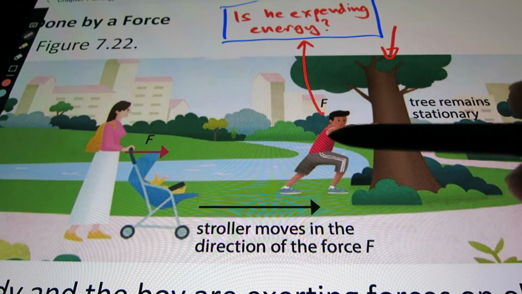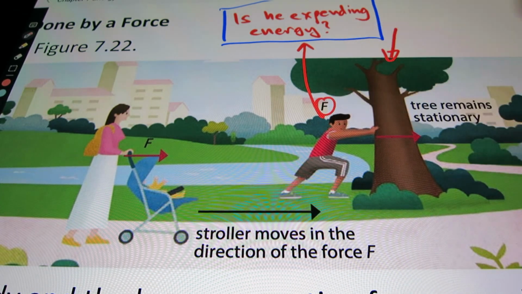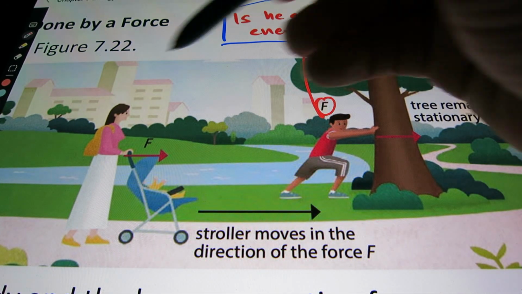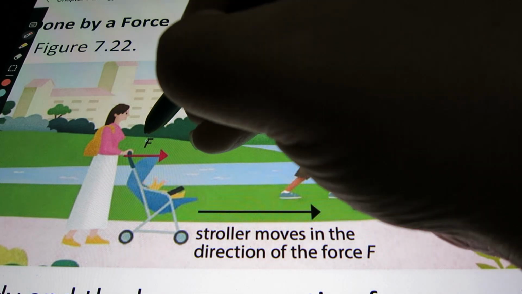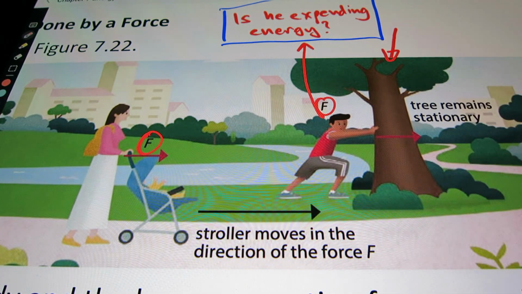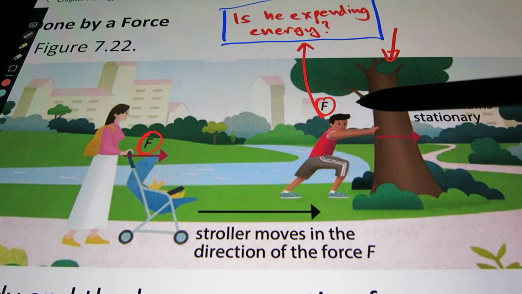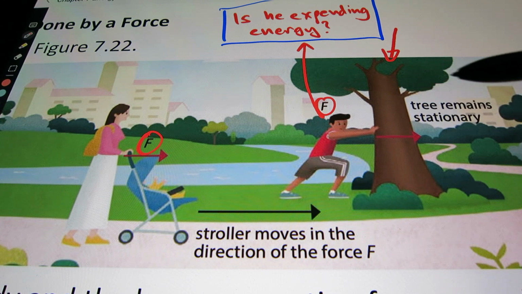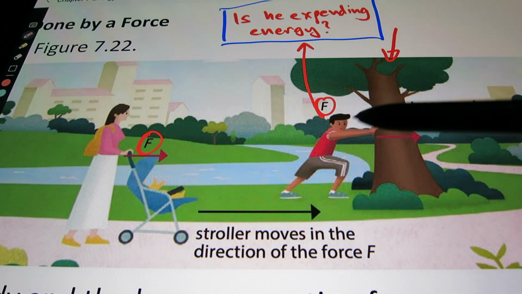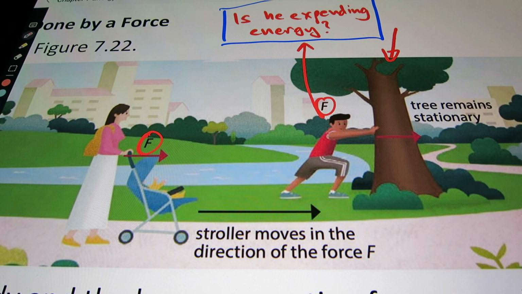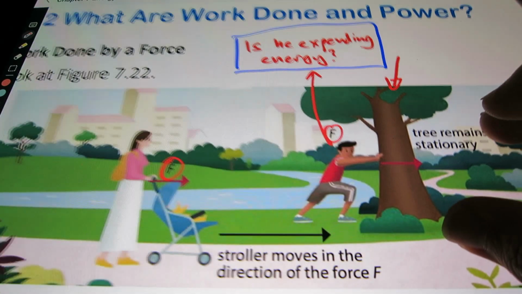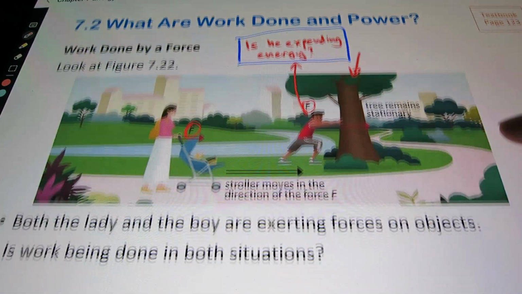I have a guy exerting force F on a tree. The tree is not moving, obviously. And I have a lady here pushing with the same force F on the stroller, but of course the stroller is moving in the direction that she's pushing. Now, in both situations, do you think that they are both using up energy? But what do you think about work? If you think about work in the loosest terms, is the guy doing any work, or is the lady doing any work? These are some things that we need to think about when we talk about work.